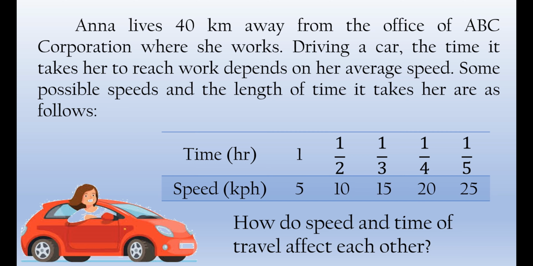Based on the given table, we can observe that as Anna speeds up, it takes her less time to go to work. Also, as she slows down, it takes her a longer time. In other words, as the speed increases, the time of travel decreases. Same as when the speed decreases, the time of travel increases.